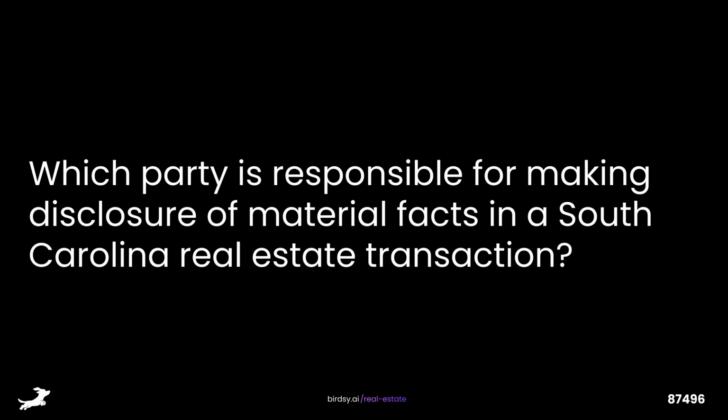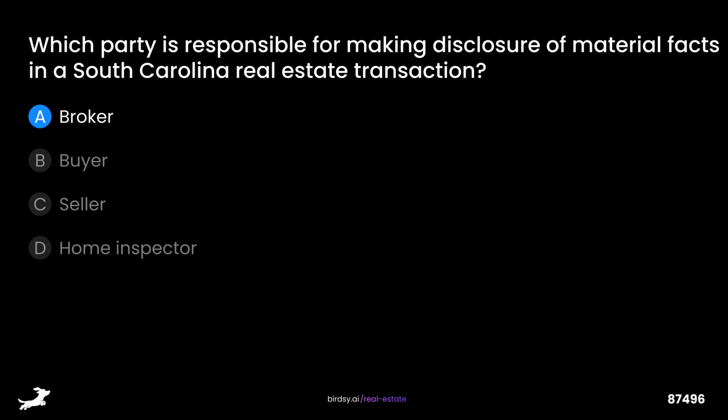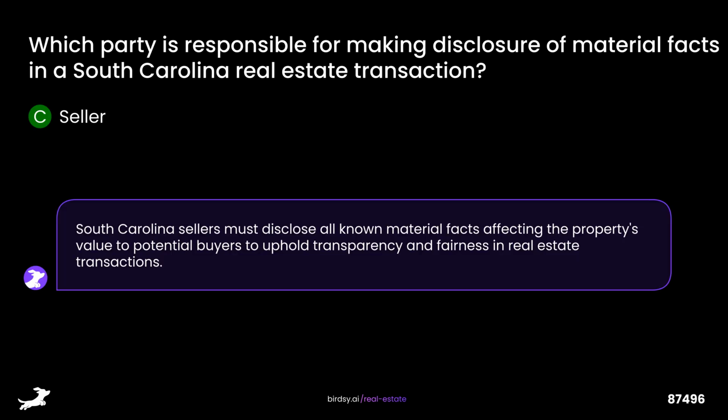Which party is responsible for making disclosure of material facts in a South Carolina real estate transaction? Is it A, broker, B, buyer, C, seller, or D, home inspector? The answer is C, seller. South Carolina sellers must disclose all known material facts affecting the property's value to potential buyers to uphold transparency and fairness in real estate transactions.